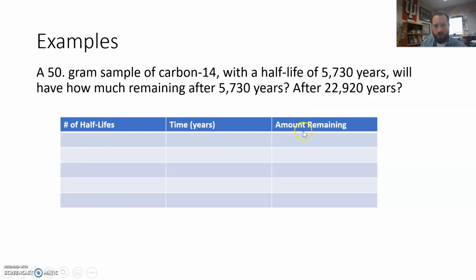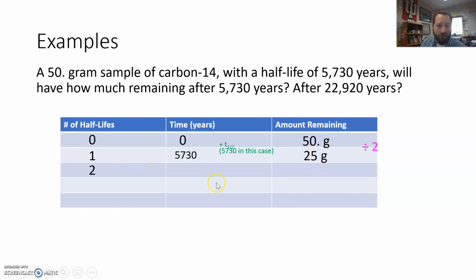Go ahead and build a data table like this. We'll get to graphing tomorrow. At number of half-lives 0, time equals 0. This is the start of time, and we have 50 grams. After one half-life, 5,730 years will have passed, so we add the half-life time. To figure out how much of our sample remains, we divide what we had by 2, since half of it decays every 5,730 years. Half of it has decayed, so we're down to 25 grams remaining.